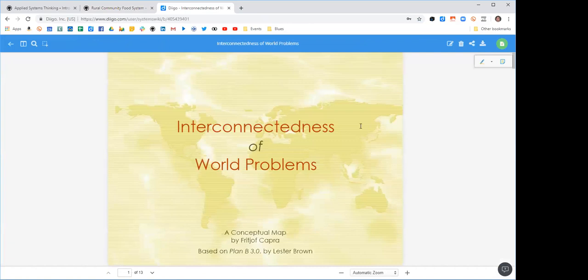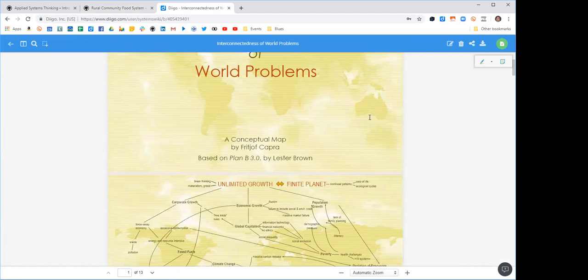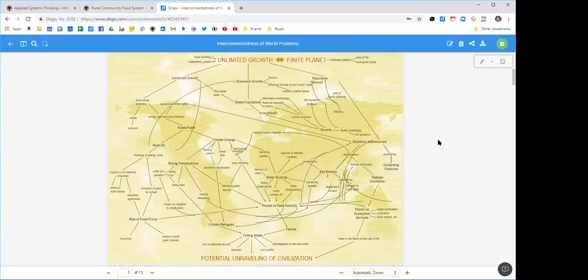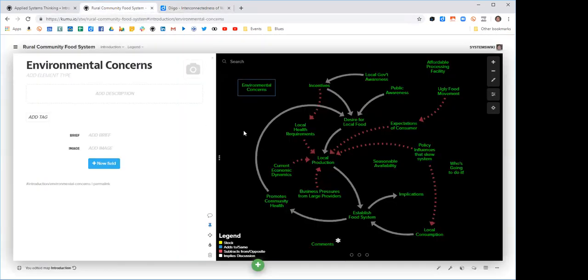As Fritjof Capra was reading Lester Brown's Plan B 3.0, after he got into it, he drew this map about the fact that our intent to pursue unlimited growth on a finite planet raises a multitude of problems, and they're all interconnected. If you drill into any one of these, you end up with the same kind of situation where there are a multitude of relationships which make it difficult to understand and difficult to deal with.